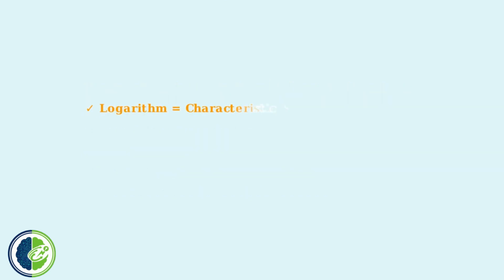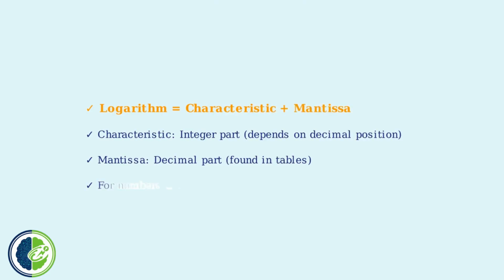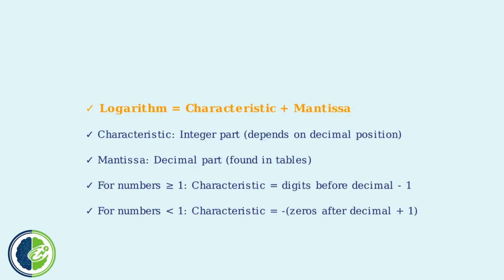Remember these key points. Every logarithm equals its characteristic plus mantissa. The characteristic is the integer part that depends on decimal position, while the mantissa is the decimal part found in tables. Understanding these components is crucial for working with logarithms effectively.